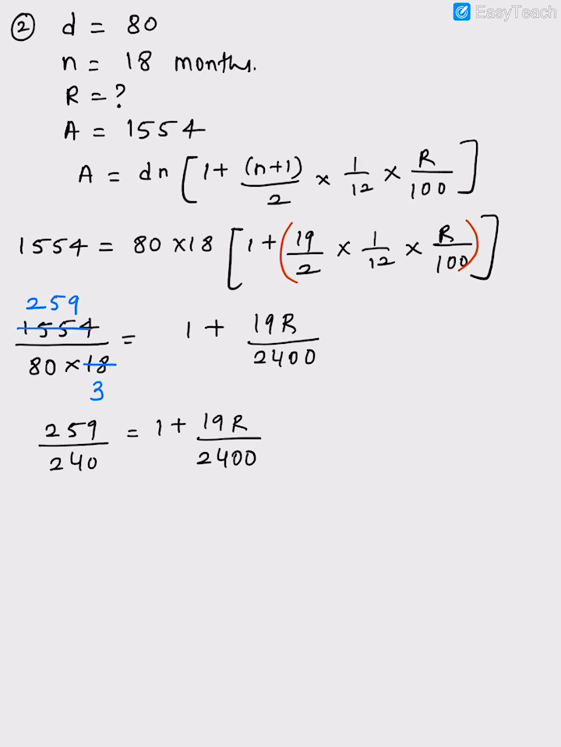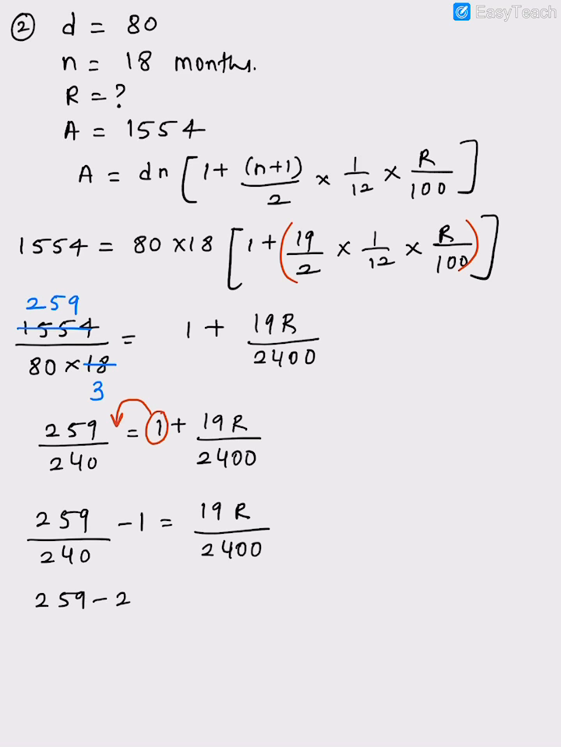Notice over here what to do. Always, you do not take LCM on the right hand side; you just shift this 1 to the left side. What will happen when you shift this 1 to the left side? 259 upon 240 minus 1 is equal to 19R upon 2400. Now take the LCM on the left hand side. On taking LCM you get 259 minus 240 upon 240. So that's 19 upon 240 is equal to 19R upon 2400.